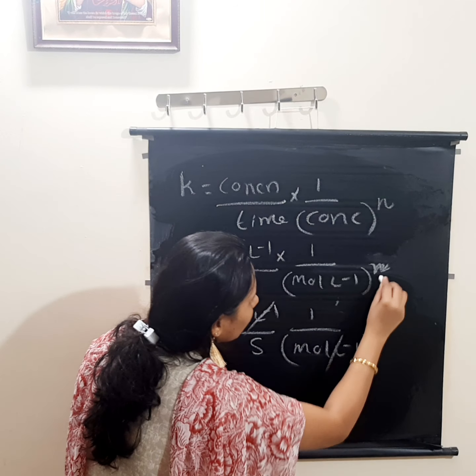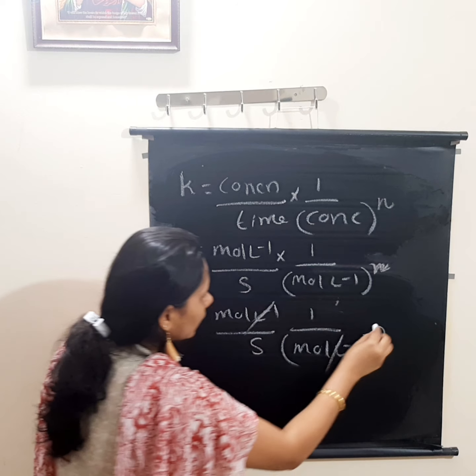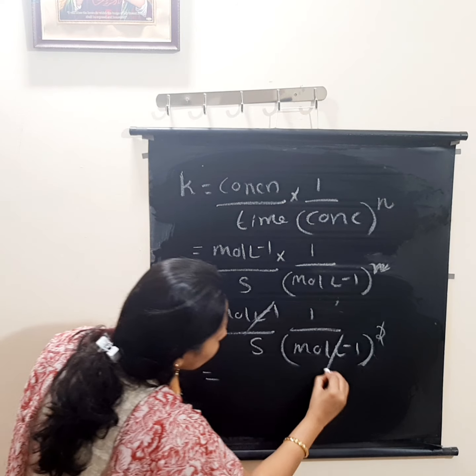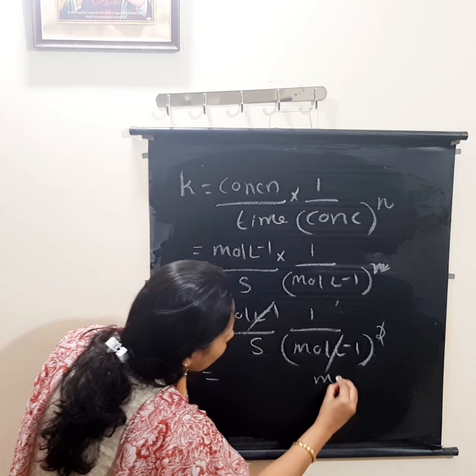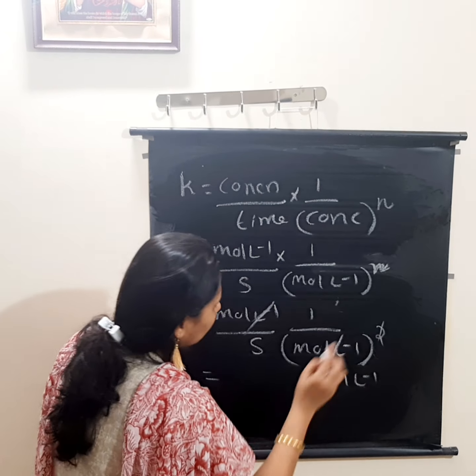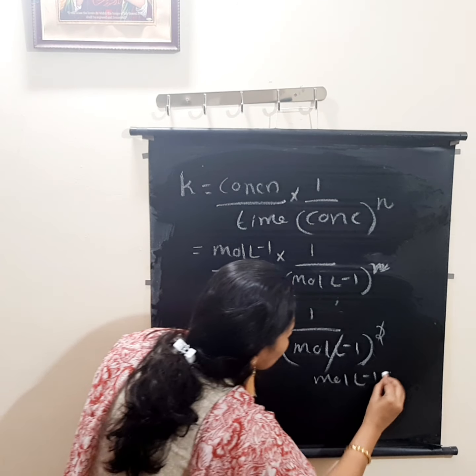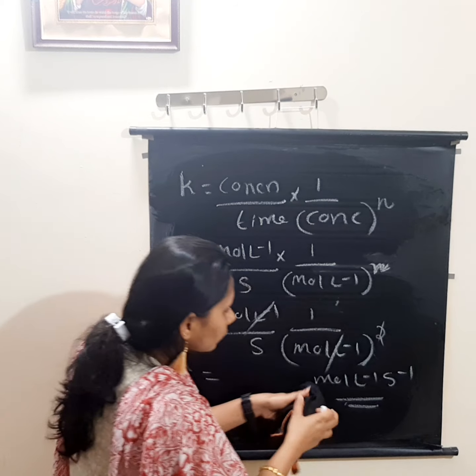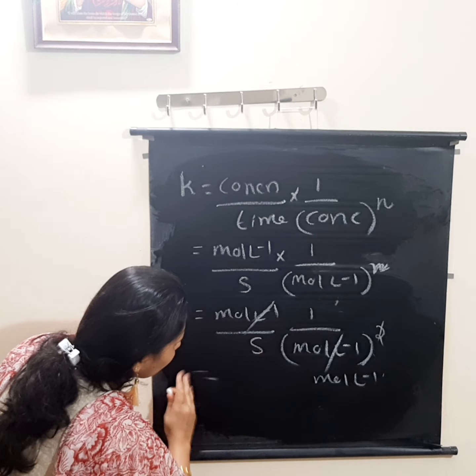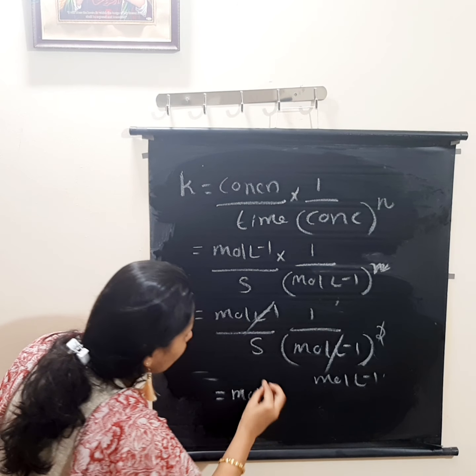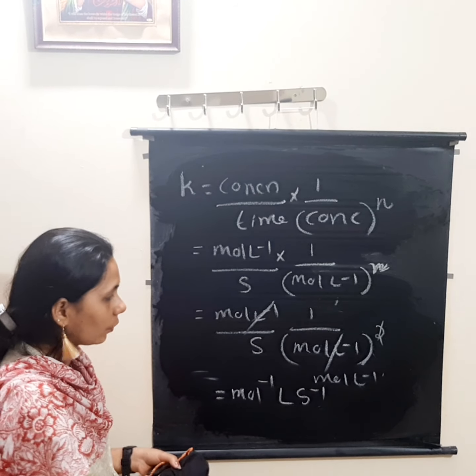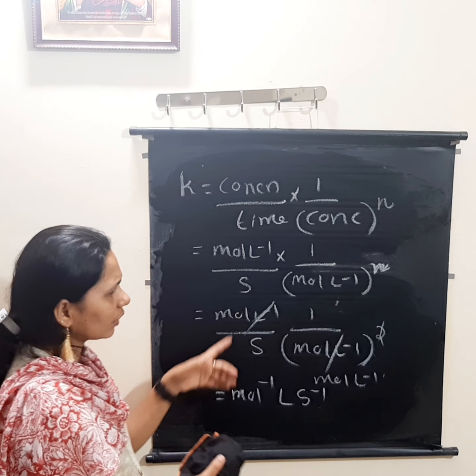Here n will be 2. So one moles per liter cancels, and we get moles per liter inverse, and second is there, so second inverse. The moles per liter goes up, so we write it as mole inverse liter, then second inverse. That is the unit of the second order reaction. Getting what I'm telling?